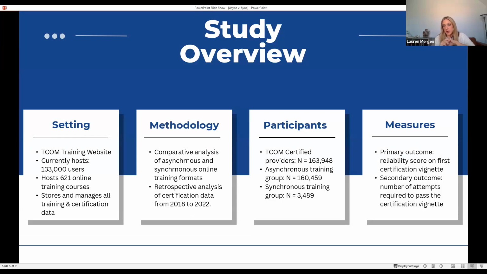So, a quick study overview. The setting was the TCOM training website, which currently hosts about 133,000 active users. This number is quite large, and it is not the total number of users we've ever had certified on the TCOM training website. It's a total of currently active users. So these are all people who are currently certified online.